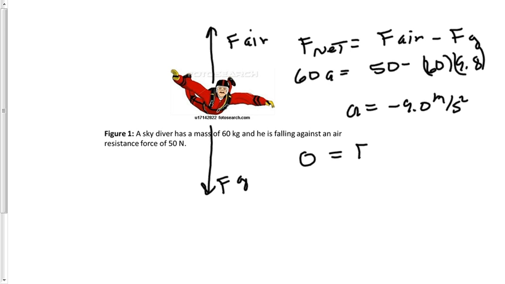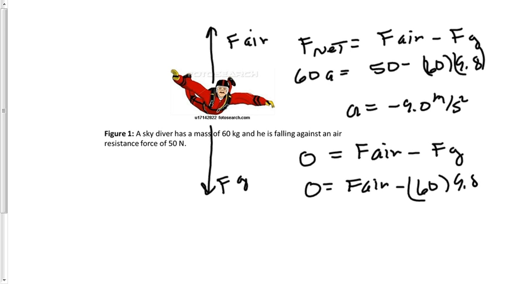And I will then solve for my force of air minus force of gravity. Okay, so 0 equals force of air minus 60 times 9.8. And we see that the air resistance force at terminal velocity would equal 588 newtons, meaning it would be equal to the weight of the person.